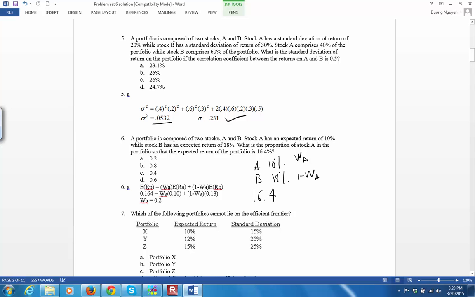The portfolio return of 16.4 is basically the weighted average return. So it is equal to 10% times weight A, plus 18% for B times 1 minus weight A. You can use decimals or percentages; it should be the same thing. You solve for weight A, and you get weight A is 20%.